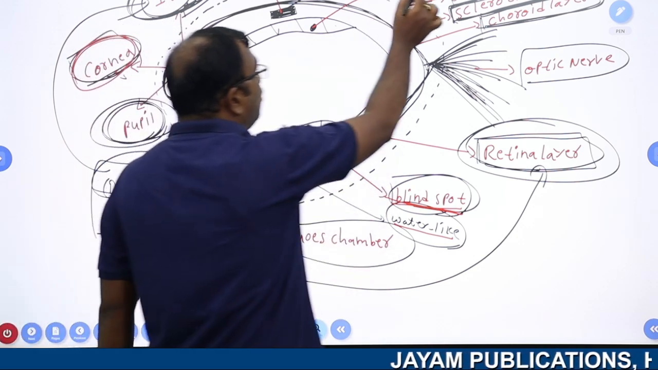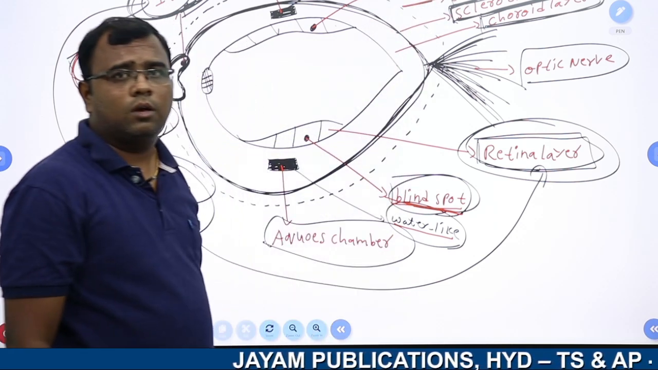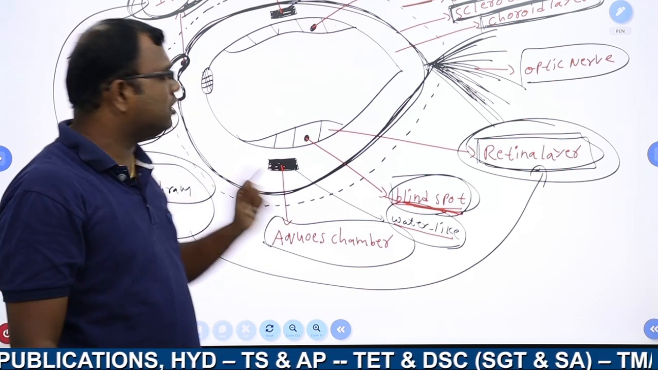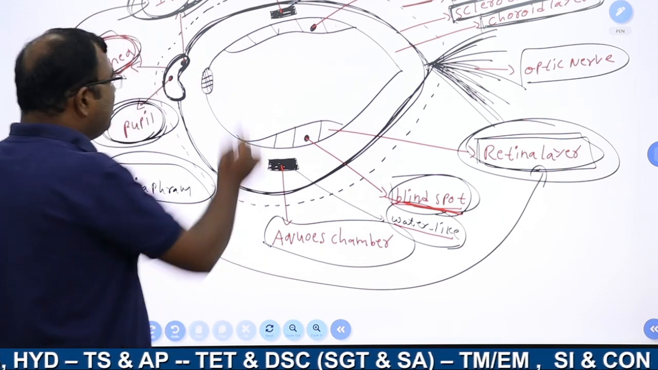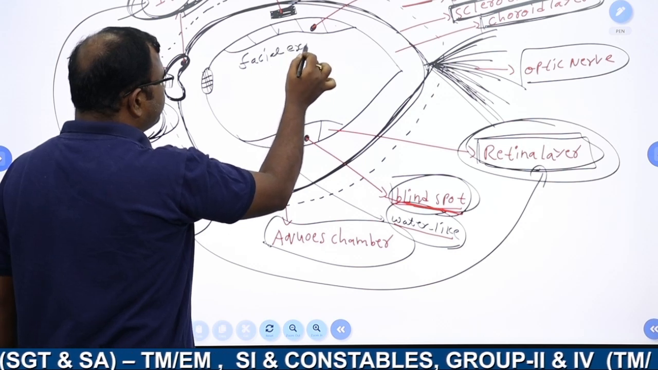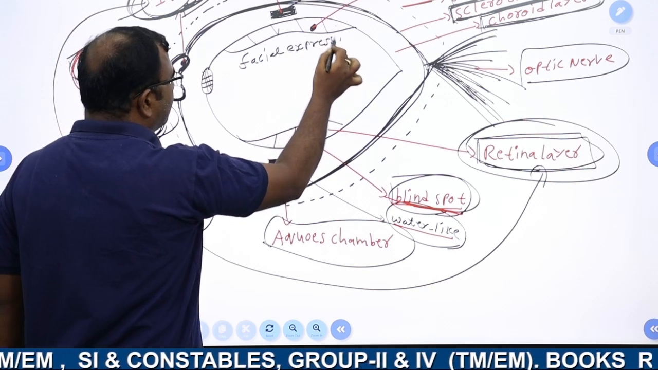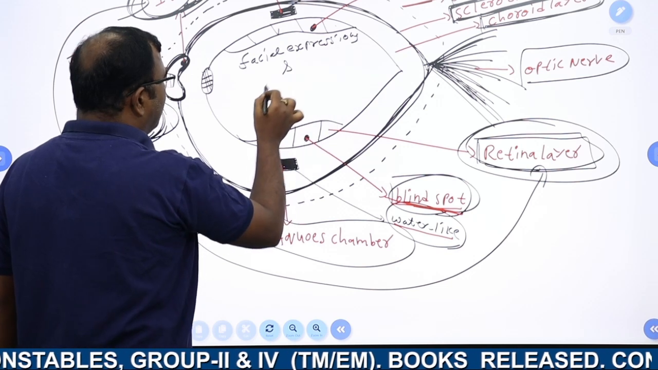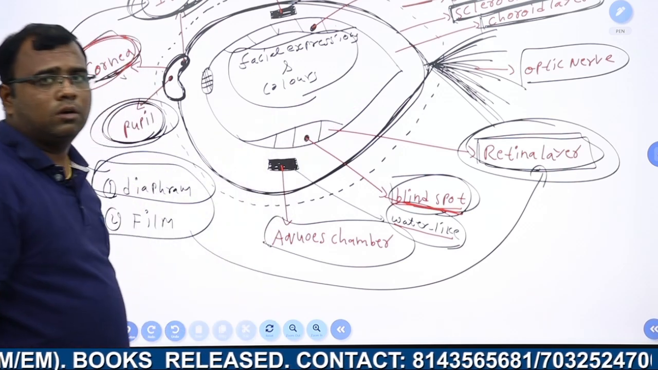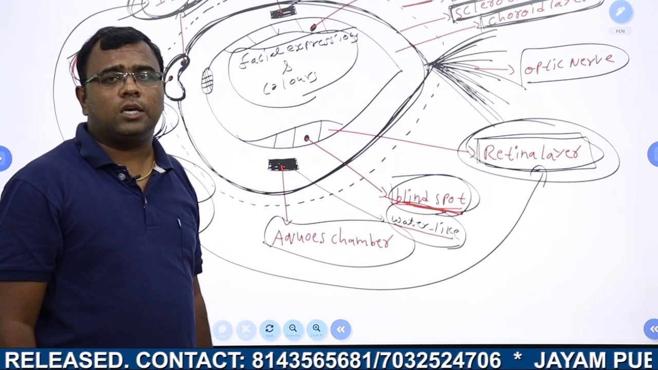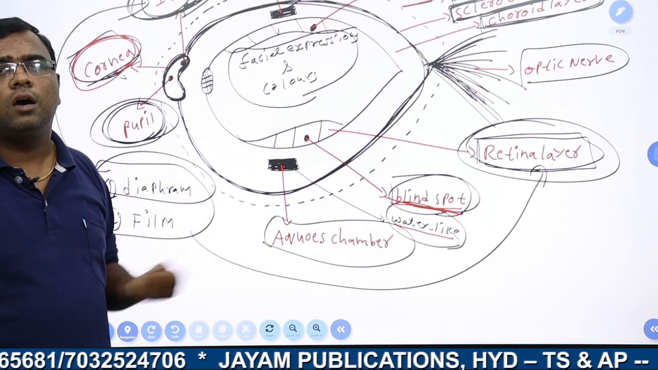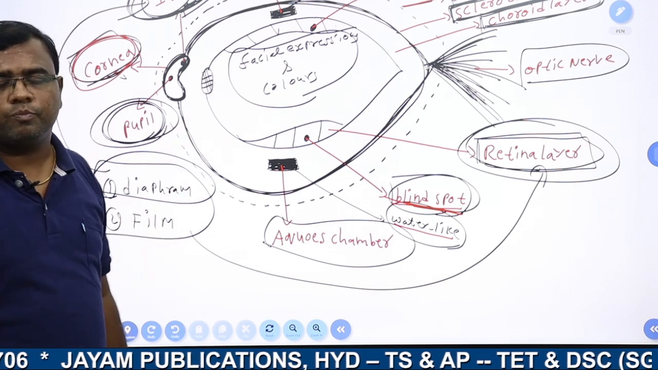What is the function of the yellow spot? The yellow spot function is identification of facial expressions and identification of colors also.